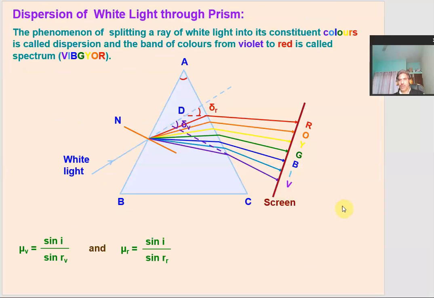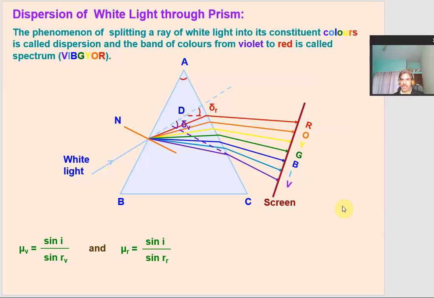Next phenomenon which is interesting to know is the dispersion of light. Whenever we have a light which is composed of two or more colors, it is called composite light or compound light. Whenever such a compound light is passed through a prism, its dispersion takes place. So what does dispersion mean here?